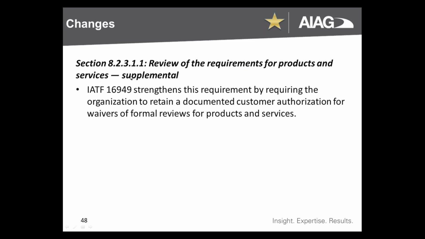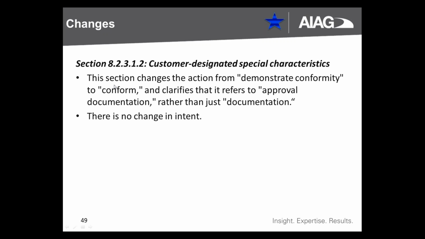8.2.3.1.1, review of the requirements for products and services, supplemental. The organization has to retain documented evidence of any customer authorized waivers for the 9001 requirement of 8.2.3.1 for formal review. 8.2.3.1.2, just a carryover. The organization shall conform to customer requirements for designation, approval documentation, and control of special characteristics. No change in intent here.